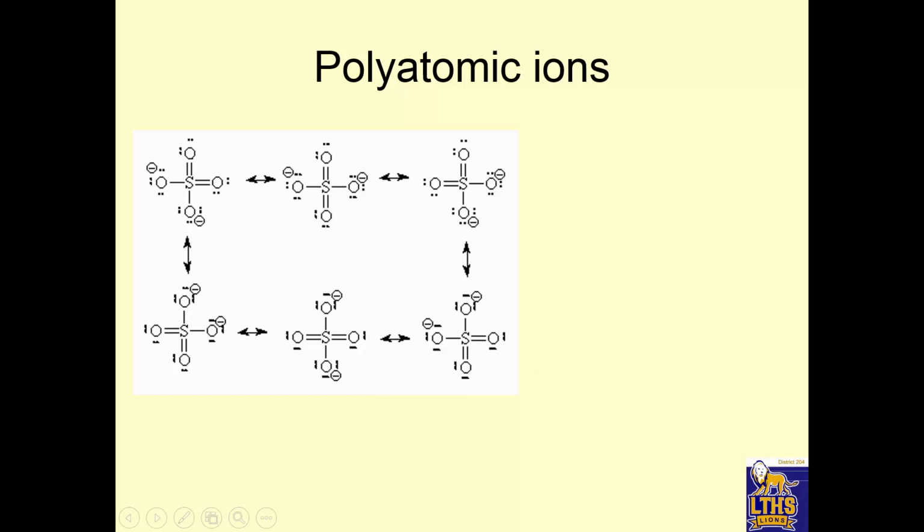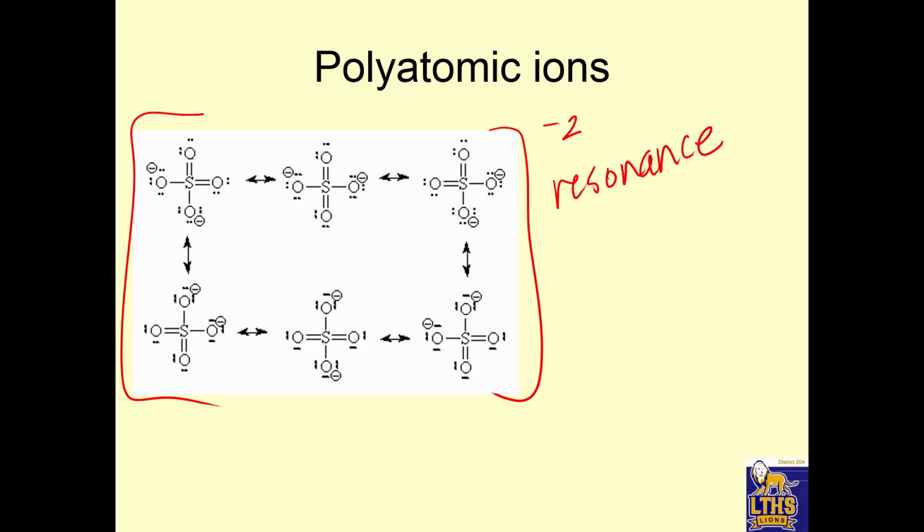All right, polyatomic ions. Look at this. It's 6 resonance structures for an ion. How do I know it's an ion? Because if I put all these in brackets, it has a -2 charge. Because look, -1, -2, -1, -2. All of them show a -2 charge. So these resonance structures represent the polyatomic ion sulfate, SO4 -2.